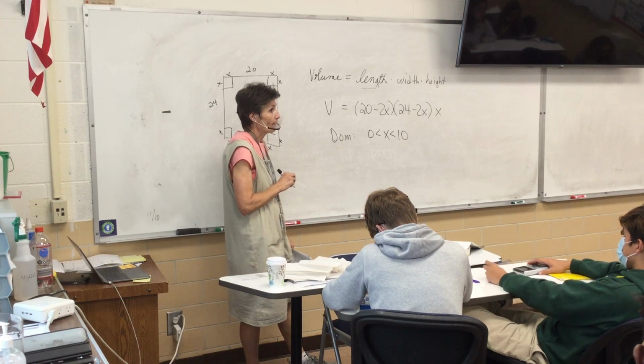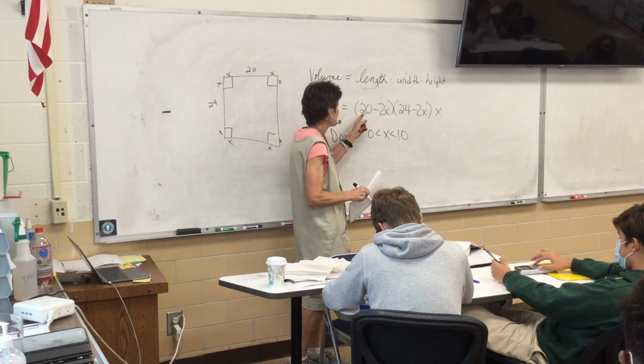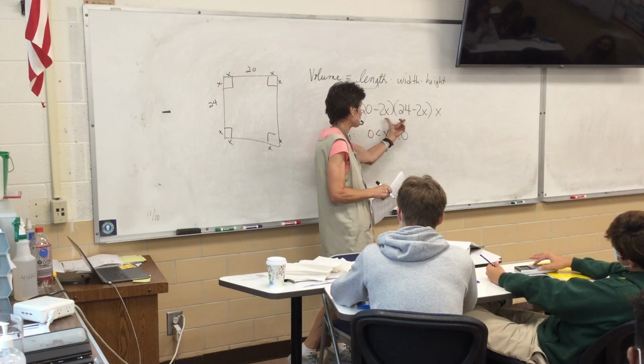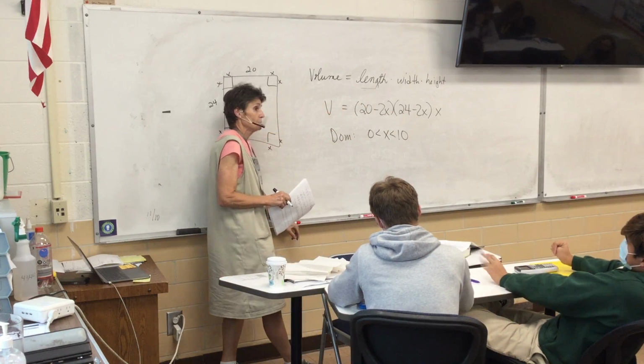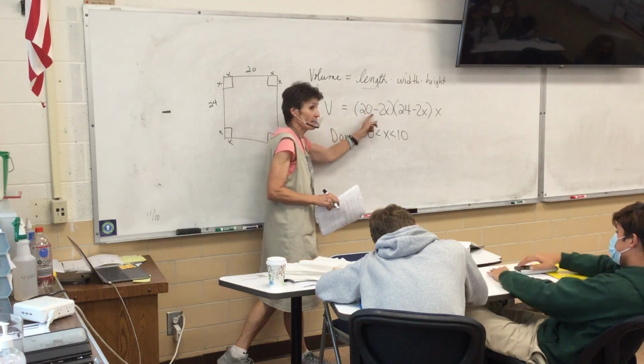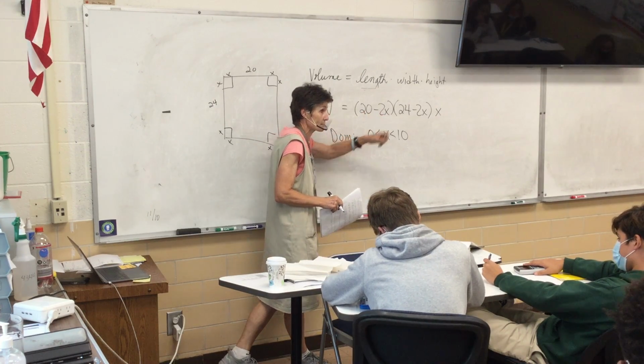Does it matter what order we put the 20 and 24? No, somebody already asked. It has to be the number minus 2x, but these two can be flip-flopped. The order of the parentheses doesn't matter. But don't do 2x minus 20. That will be wrong. It has to be 20 minus 2x.